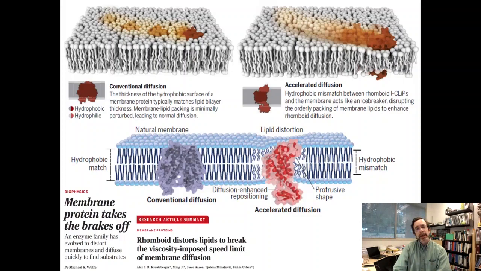And so they show accelerated diffusion. And then when they looked at the structure of these, they found out they didn't fit perfectly in the membrane. They actually had a distortion which made their shape sort of protrusive, is what they called it right there. And that allows them to, it's like the keel of a ship. It allows it to push through and diffuse through the membrane more quickly. That's really cool, but it's a biophysical consequence of shape, and that's why I want to focus on it here.